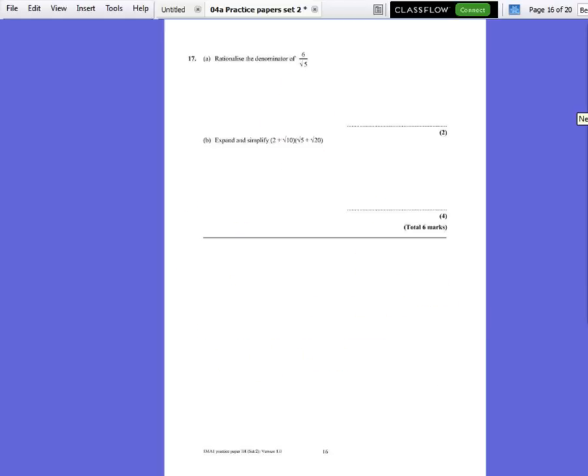Question 17, rationalise the denominator. So to rationalise the denominator, we multiply top and bottom by the denominator. So we multiply this by root 5 and this by root 5. The reason why we do that is because root 5 times root 5 is root 25, and root 25 is just 5. So it'll be 6 root 5 over 5, and that can't simplify down anymore. Sometimes the 6 and the 5 will simplify down, that's as far as it will go on this one.